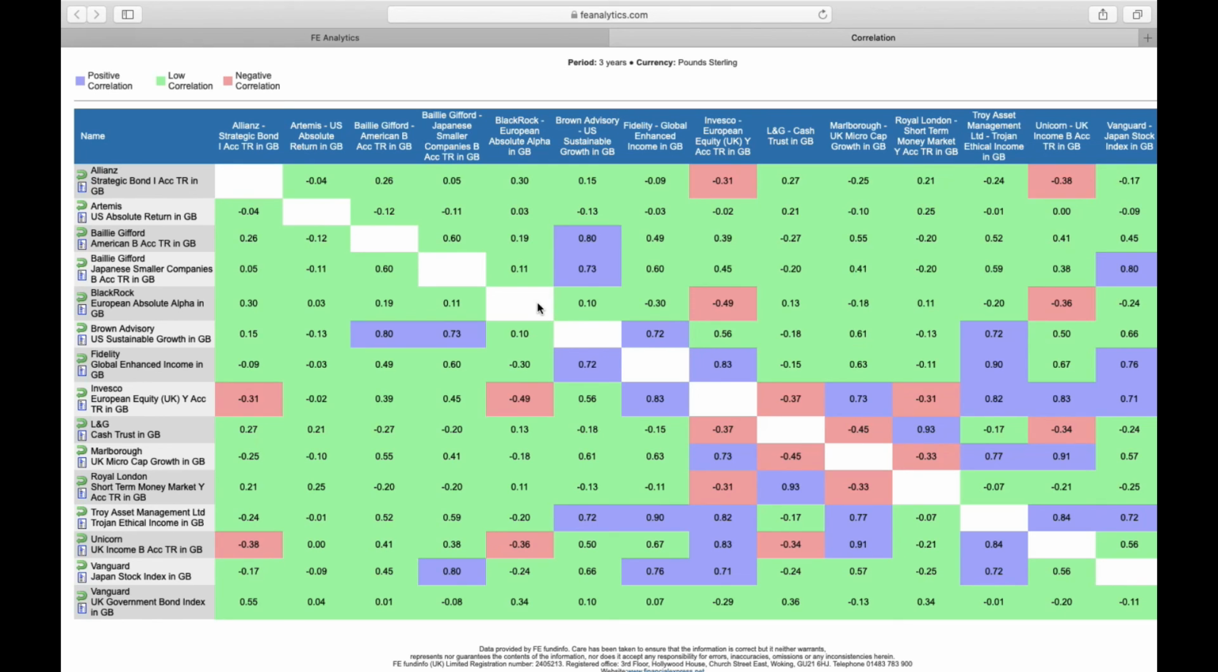And if you think of a system looking at all of these relationships of all the funds against one another, that's what our FE risk score diversification benefit tool is doing. It's looking at all of these numbers, crunching it all together and trying to work out how diversified that portfolio is, investing in this collection of funds.